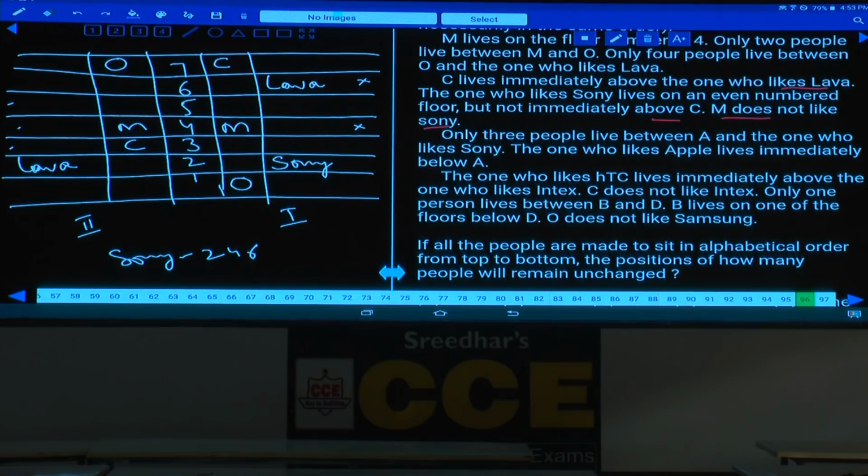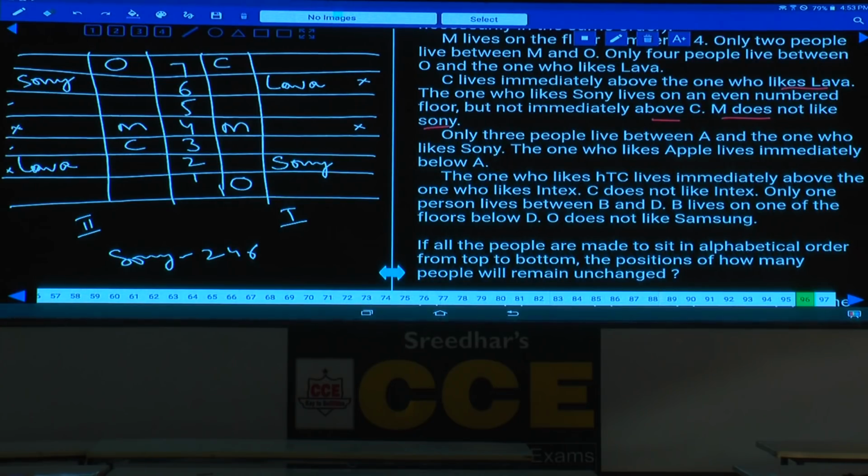Then coming back to case 2. Now in this case 2, the floors are 2, 4 and 6. Floor 2 cannot be Sony because Lava is already there, and floor 4 cannot be because M does not like Sony. Hence, what is left over here? Now in the second case, the person who likes Sony must be on floor number 6.